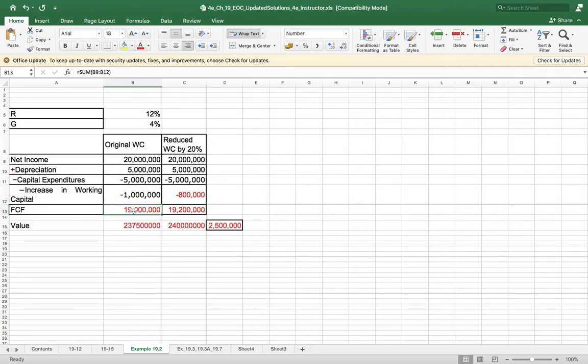Using the FCF formula, the FCF will be equal to net income added with depreciation, deducted with capital expenditure. In the original working capital scenario, the FCF will be 19 million, and in the reduced working capital scenario, the FCF will be 19.2 million. All agree? This is the sum total of the net income plus depreciation minus capital expenditure minus net working capital. Now our free cash flow increased by 0.2 million. So the theory we have learned, any reduction in working capital is an increase in the free cash flow. That is proof number 1. So it is proved here.